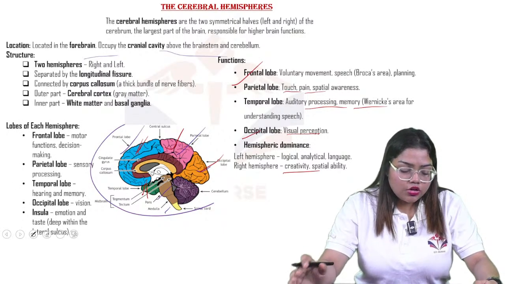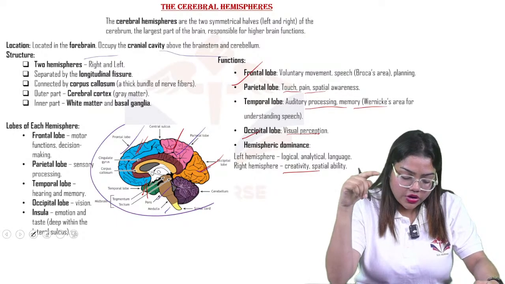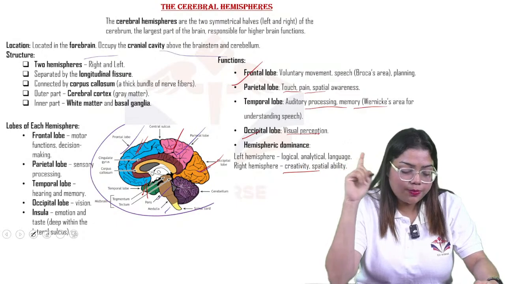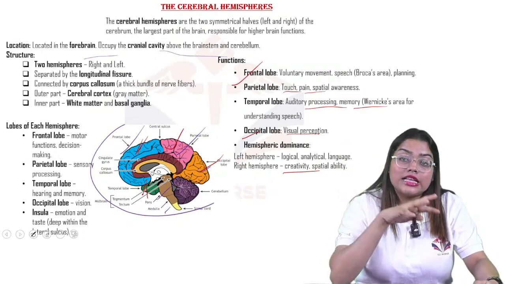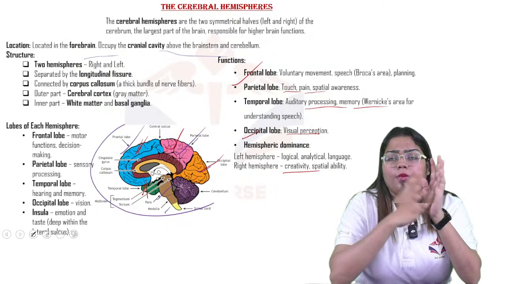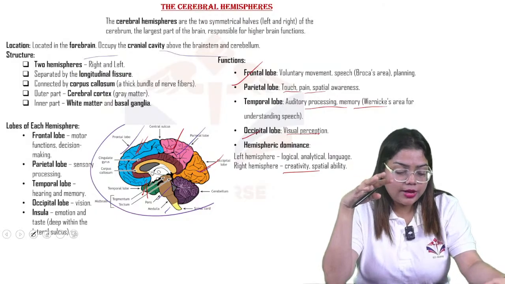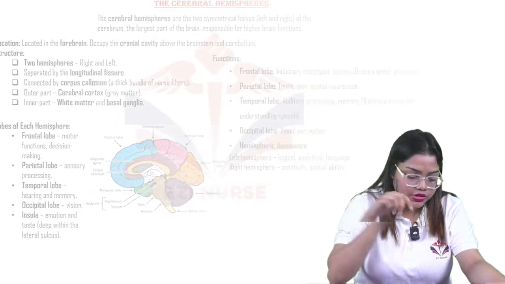In the lobes of each hemisphere, the frontal lobe does the motor functions and decision making. The parietal lobe does the sensory processing. Any kind of touch, pain, or feeling of numbness happens in the parietal lobe. This is controlled by the parietal lobe.